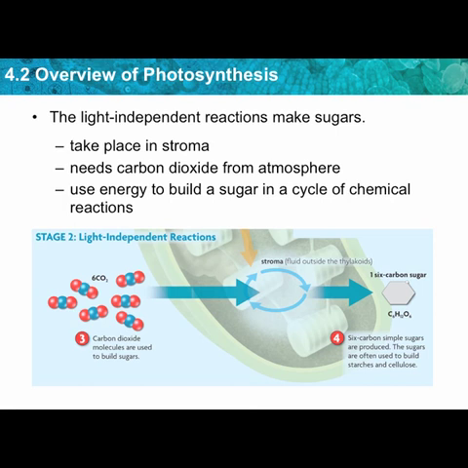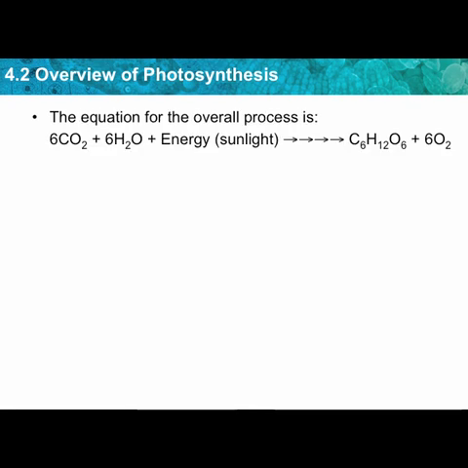The equation for the overall process is, so we said there's some reactants and some products. There's 6 carbon dioxide molecules in the second part used in the light independent reaction, 6 water molecules used in the light dependent reaction, and of course energy from sunlight, and that is going to yield or create in a chemical reaction a 6 carbon sugar glucose and 6 oxygen molecules.